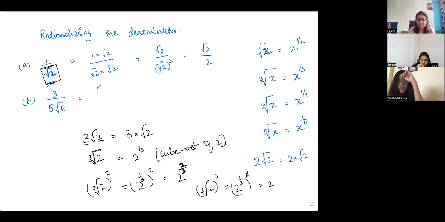So do that. So you get 3 times root 6 divided by 5 into root 6 square. Okay, like we just multiplied. Now you just have to simplify it. 3 times can't do anything. So simplify this, cancel common factors, do all of that, you'll get it. Okay, thank you.